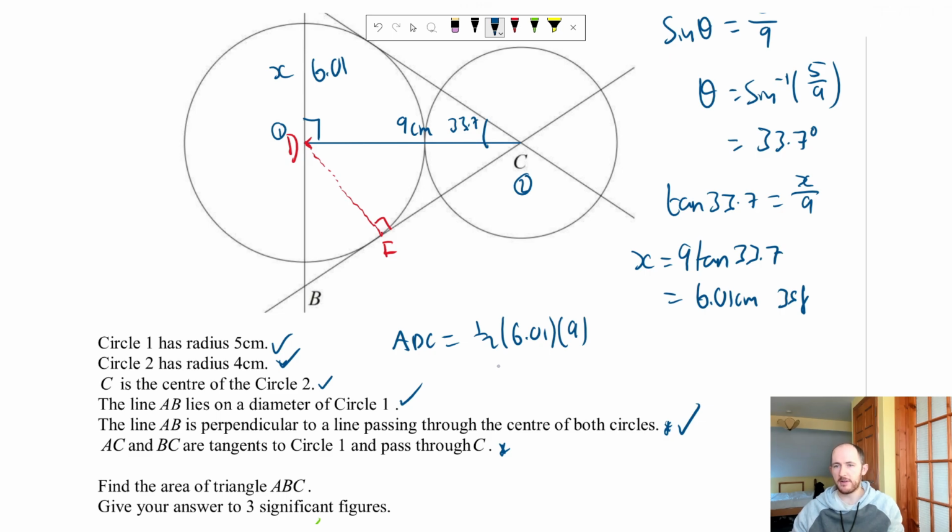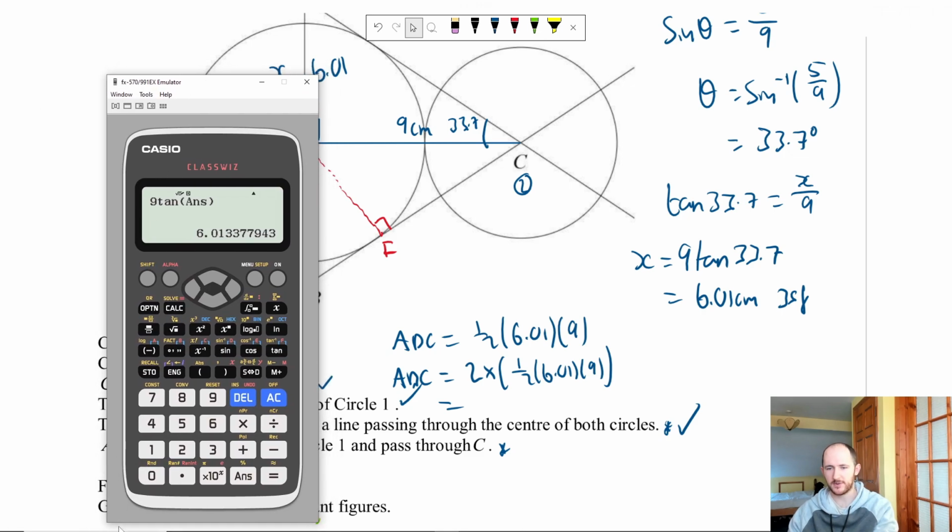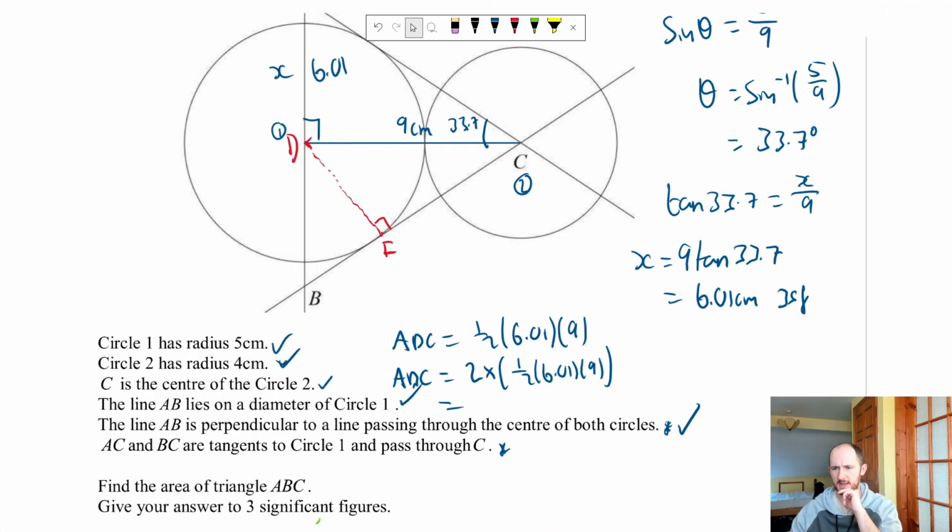And that means the area of ABC is 2 times that entire thing. Beautiful. So 0.5 times answer times 9. Take that, double it. 54.1 centimeters squared to 3SF.